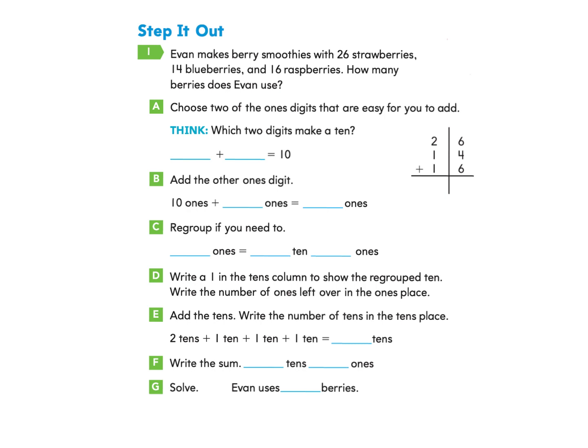We will start under Step It Out, question 1. Evan makes berry smoothies with 26 strawberries, 14 blueberries, and 16 raspberries. How many berries does Evan use? So they have set up the problem right here for you. There's 26 strawberries, 14 blueberries, and 16 raspberries, and we're adding them all together.